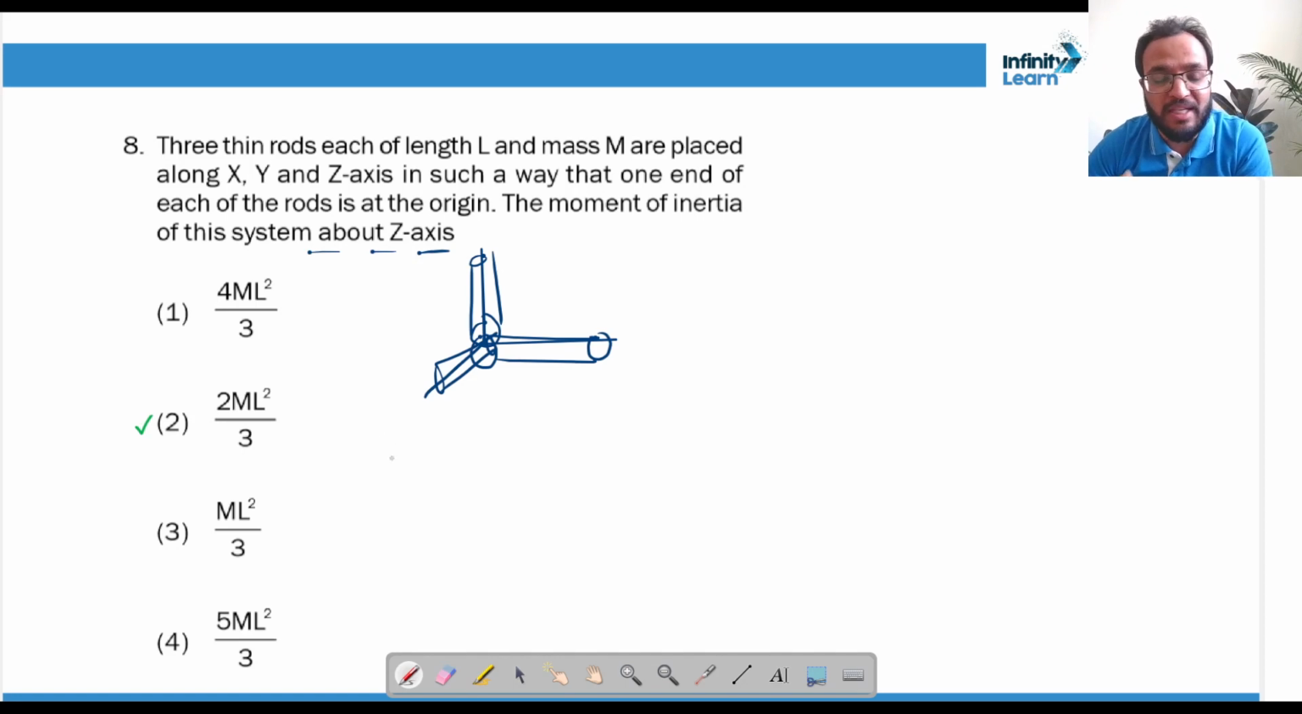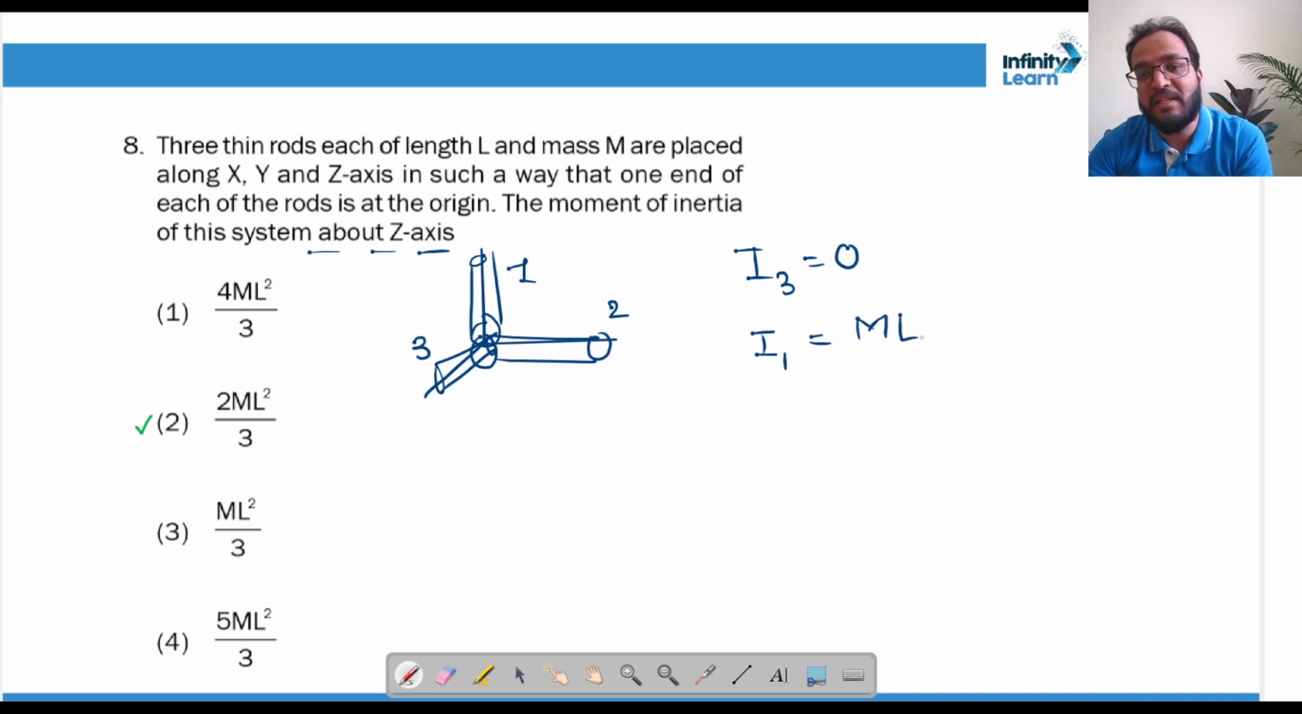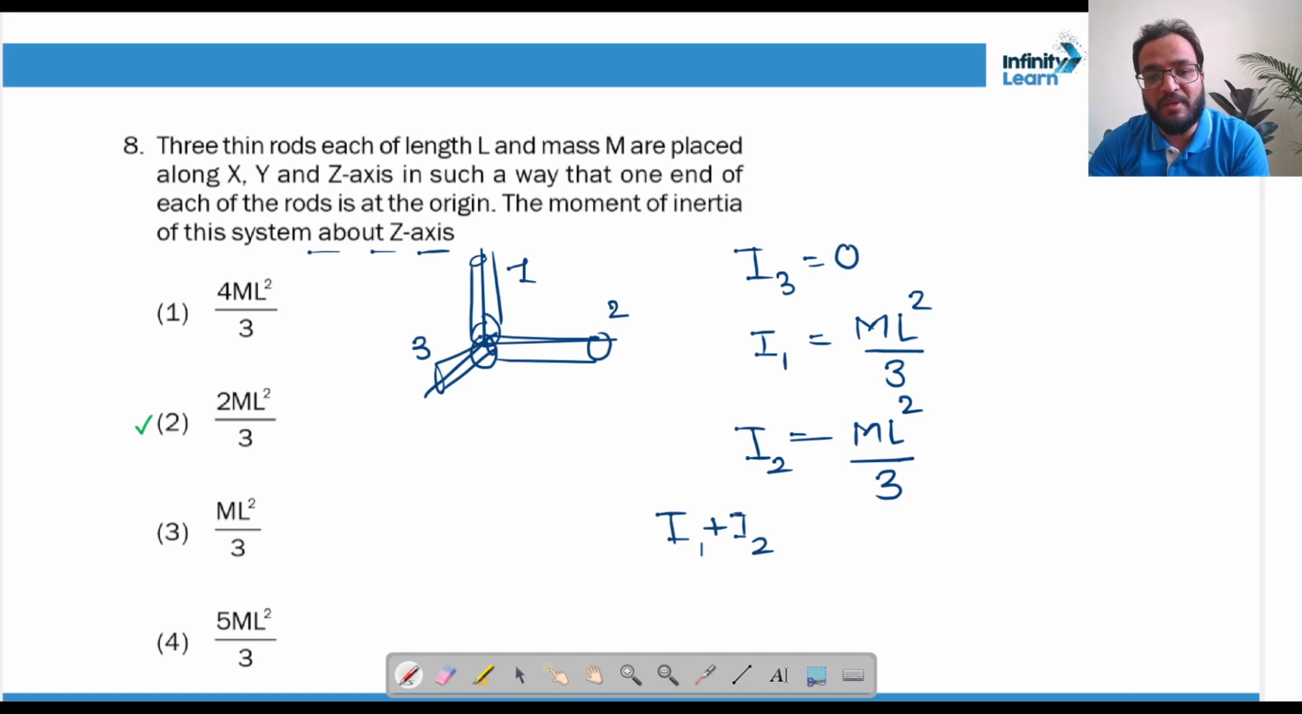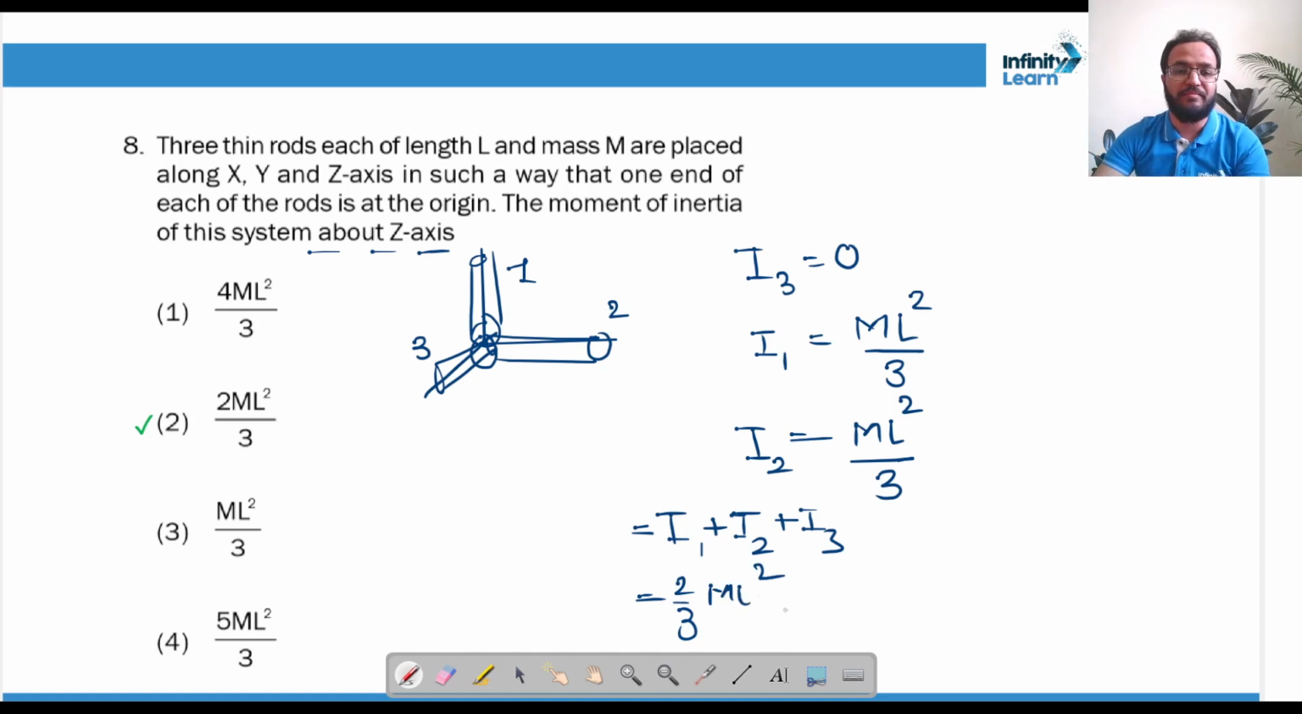See, if you talk about z axis, then moment of inertia of rod 1, 2, 3. Moment of inertia of I3 will become 0. I1 will be simply axis perpendicular to the rod passing through its end. Answer is ML square by 3. I2 will also be ML square by 3. So overall moment of inertia will be I1 plus I2 plus I3, which is 2 by 3 ML square.